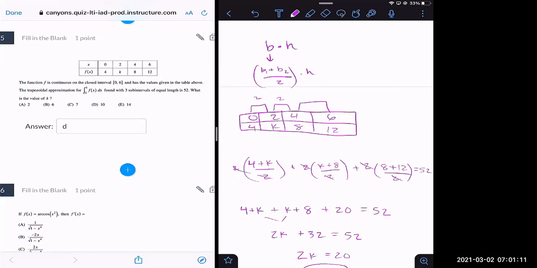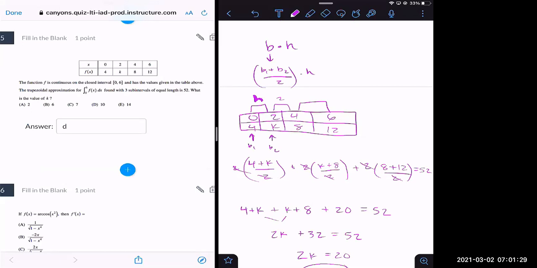And then the height is this distance between. So this is the height, that's the width of the interval, and then the two parallel sides you average together. So this is like base 1, and this is base 2. Does that make sense?